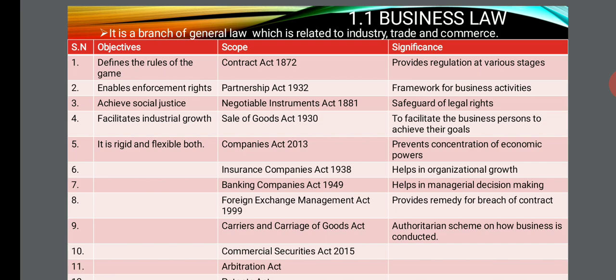Now, business law. It is a branch of general law which is related to industry, trade, and commerce. So, what is business law? It is a branch of general law, and related to what? Related to industry, trade, and commerce. What are the objectives of business law? Define the rules of the business, that is the game.